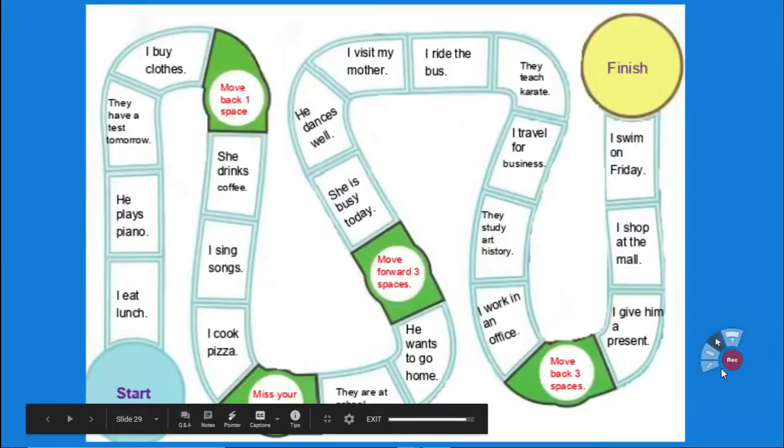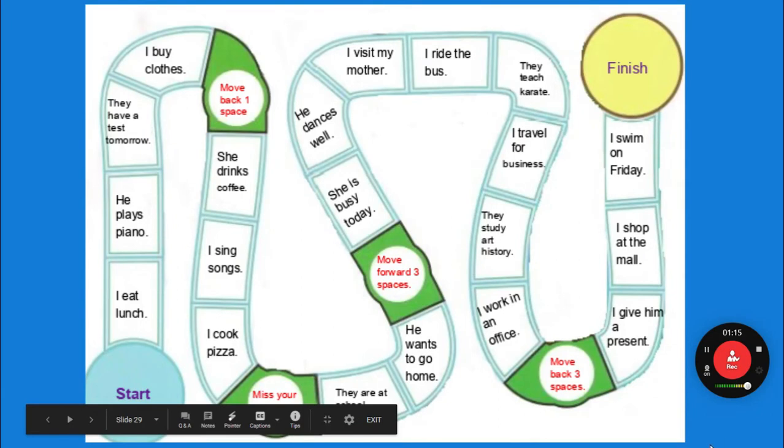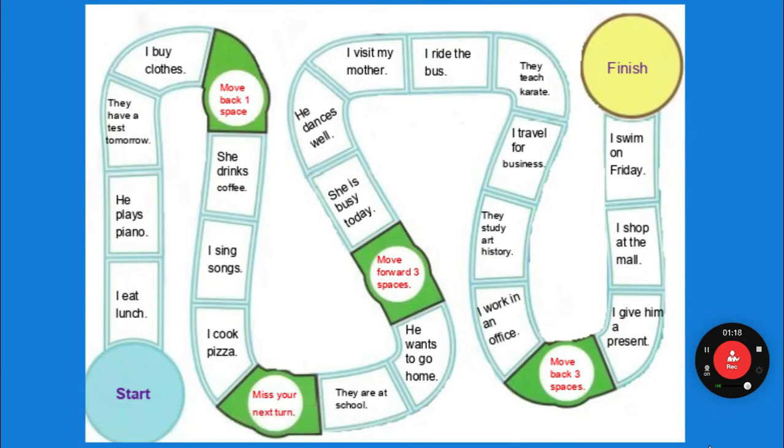So let's look at this again. Okay, I ate lunch. He played piano. They had a test yesterday. I bought clothes. She drank coffee. I sang songs. I cooked pizza.